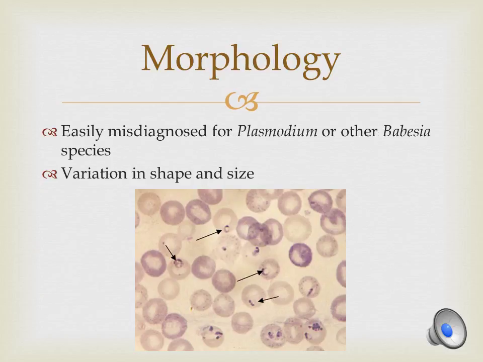Babesia microti can be easily misdiagnosed for Plasmodium or other Babesia species. It varies in shape and size. The picture shown is a blood smear showing red blood cells infected with Babesia individuals.